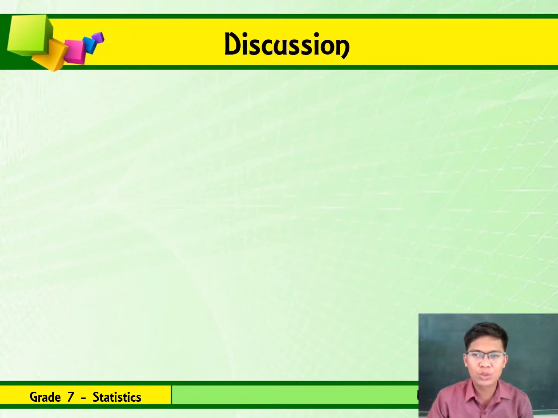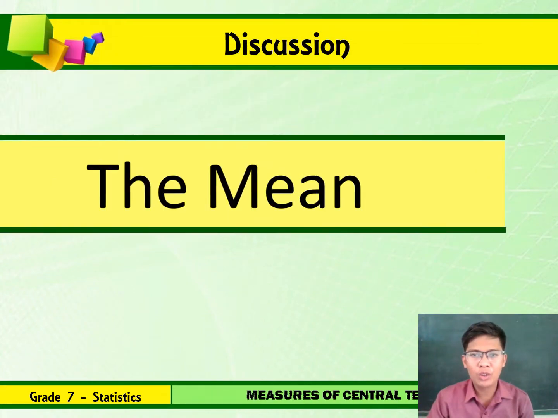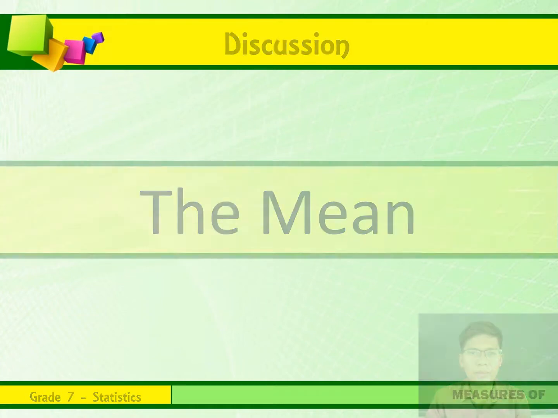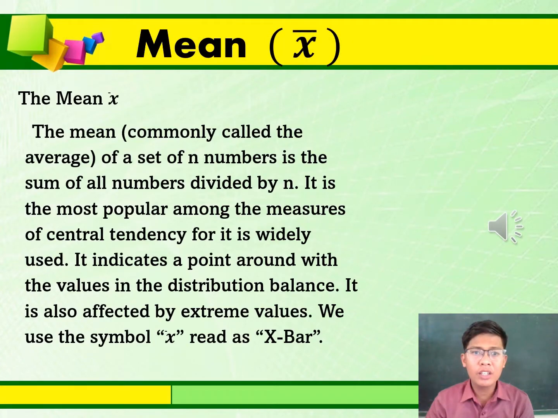So the first measure of central tendency of ungrouped data is what you call the mean. The mean, commonly called the average of a set of n numbers, is the sum of all numbers divided by n. So it is the most popular among the measures of central tendency, for it is widely used. It indicates a point around which the values in the distribution balance, wherein it is also affected by extreme values.